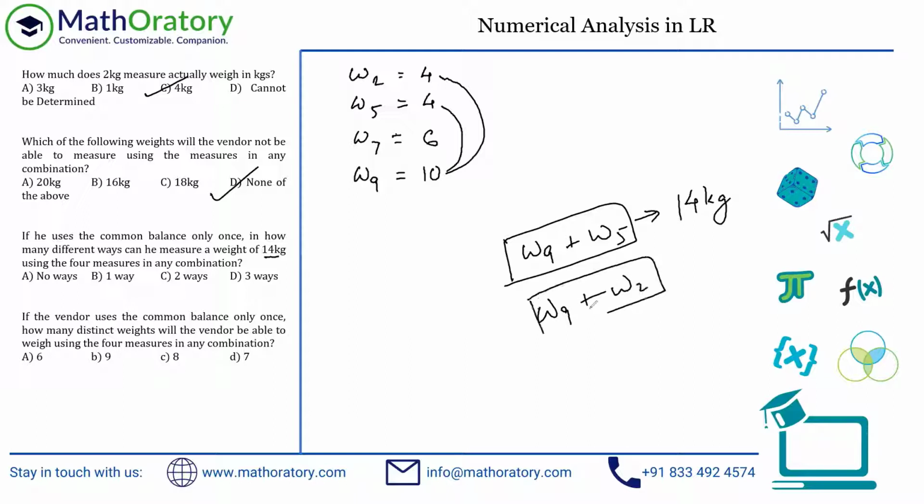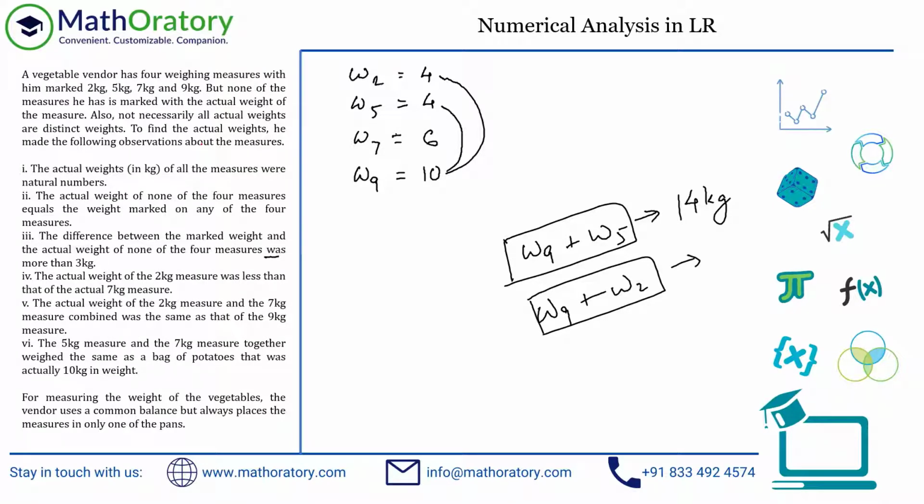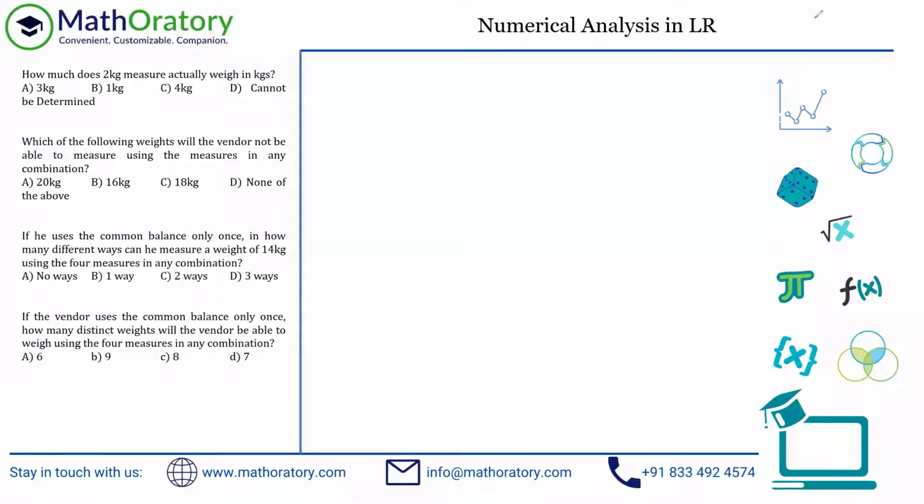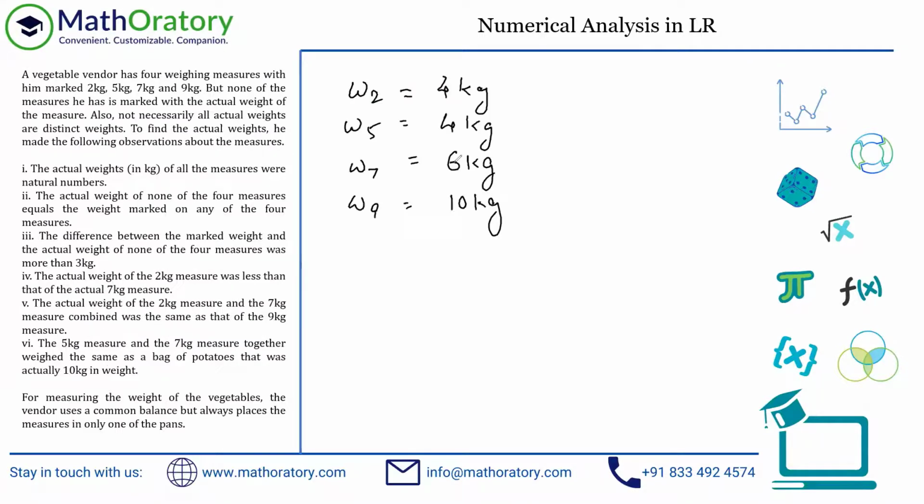Because if you remember the initial premise, so let me just show this. Let me take these tick marks off. If you check the initial premise, the vendor has four weighing measures with him marked as these 2 kilo, 5 kilo. So they're marked differently, right? So if they're marked differently, so obviously now what we can say is, sorry, I did something and I messed up the screen recording completely. So let me quickly write them down. Okay, hopefully I did that quickly.